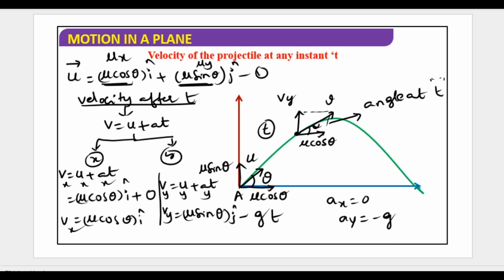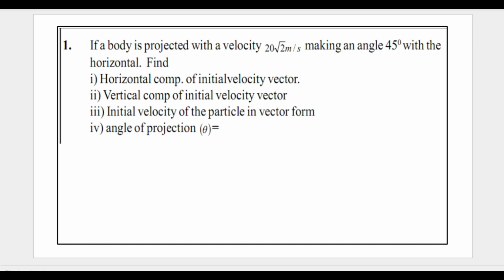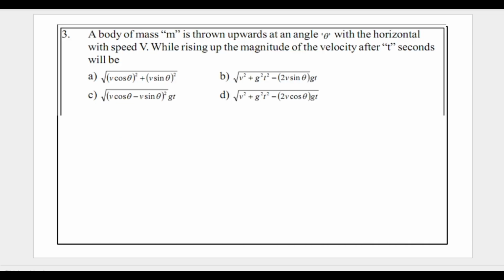Then the resultant, the combination of these two velocities, gives the velocity in a projectile. We can write v equals vx i cap plus vy j cap. In place of vx we write u cos theta i cap, and vy means u sin theta minus gt, j cap. Clear, my dear children? Any doubts? Then look at the screen.